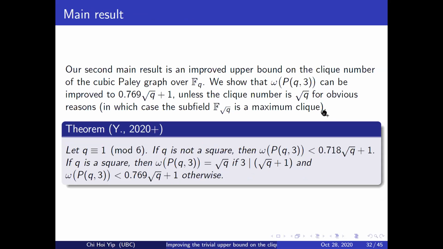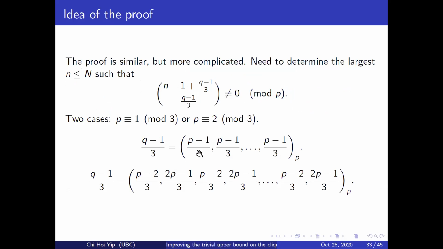I mean, if F2Q is a clique, then the clique number must be root Q. So unless F2Q is a clique, we can always improve the trivial upper bound by a multiplicative factor. Okay, and let's try to sketch the proof of this. The proof will be very similar but more complicated.